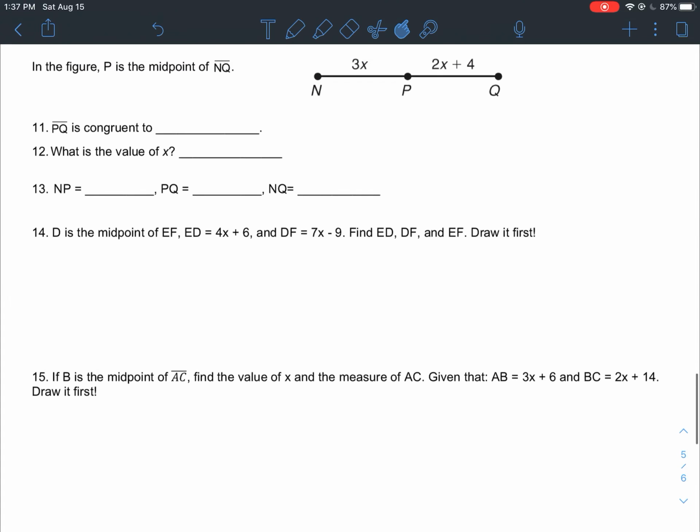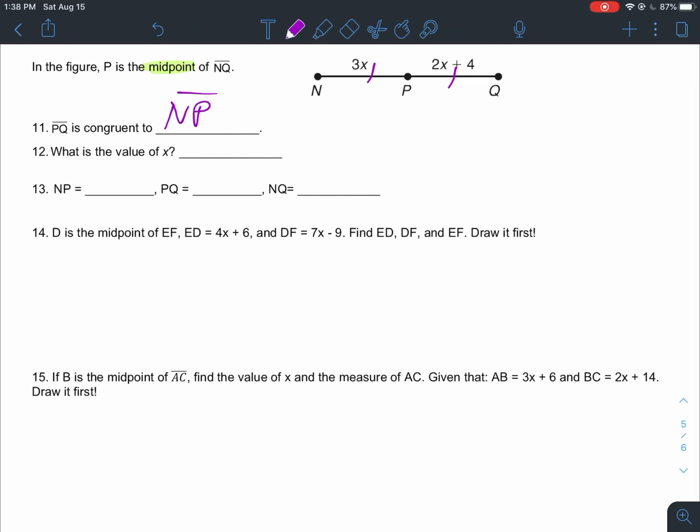Okay, next slide here. In the figure, P is the midpoint of NQ. Now, as soon as I see that word right there, I immediately should be thinking, all right, it's in the middle, therefore my two segments are congruent. I'm going to take my stylus here, and I'm going to put tick marks on those. That means they're congruent. Okay, so number 11 says PQ is congruent to what? Well, I just marked up my figure. PQ is congruent to NP.